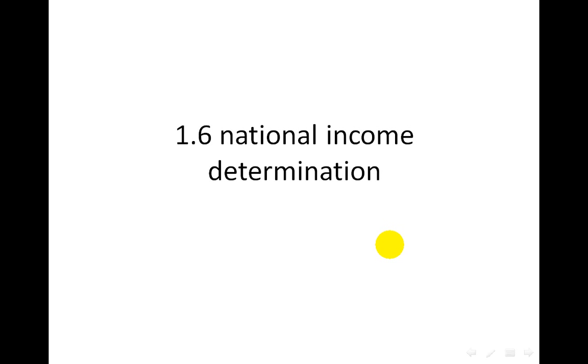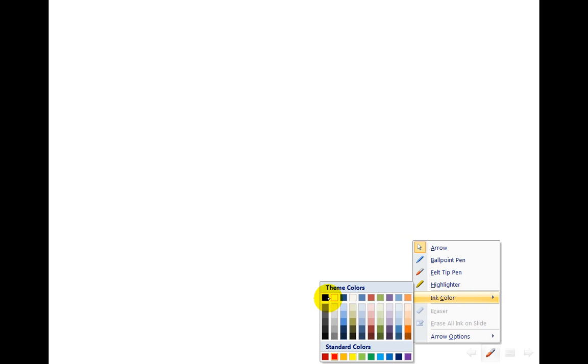Hello, still we are on national income determination, and as I told you before, we're working with new items again here. Okay, let's start with the introduction. The first idea is Y equals C plus I. That means income equals consumption plus investment.